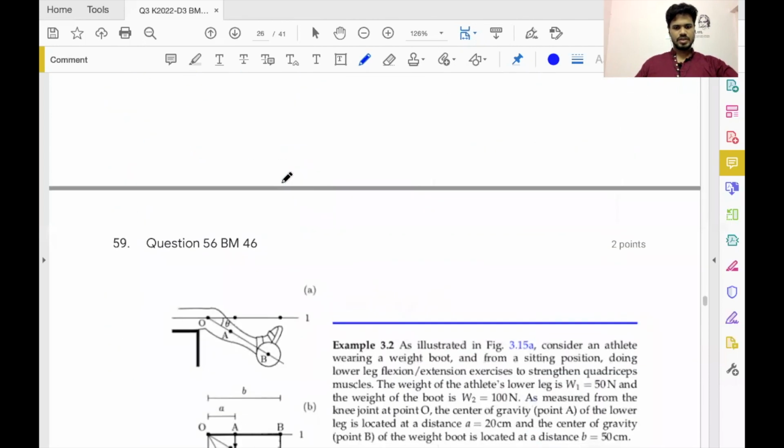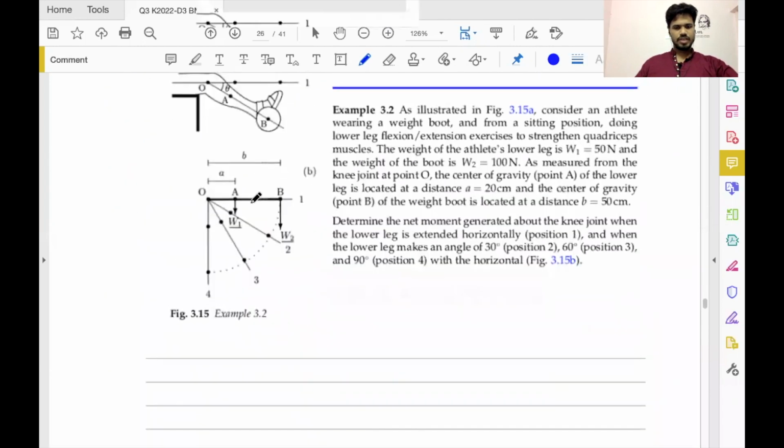Okay. Then let's also quickly do, we did a couple of cases in the class. Case 4, this is acting along this side, this is acting along this side. Perpendicular distance from 0 is 0. So case 4, we can directly say, the moment is 0.